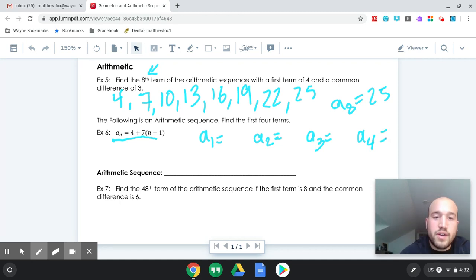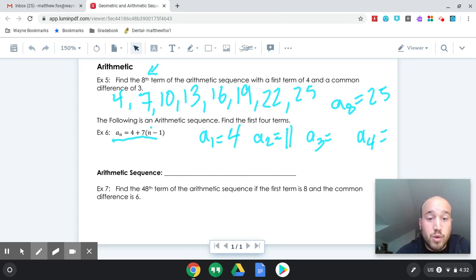So let's start with 1. If we plug in a 1 right here for this n, 1 minus 1 is 0. 0 times 7, still 0, and 0 plus 4 will give us 4 as our value. If we plug in a 2, 2 minus 1 is 1. 1 times 7 is still 7. 7 plus 4 will be 11.